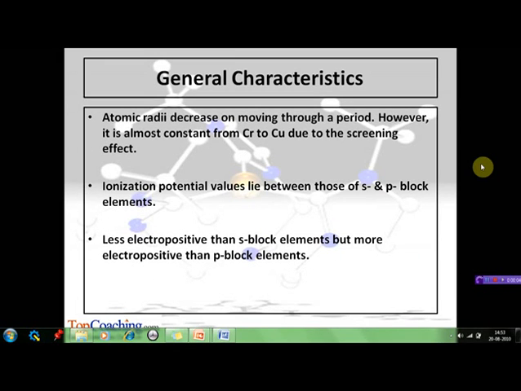The atomic radii decrease on moving through a period. However, it is almost constant from chromium to copper due to the screening effect. Their ionization potential values lie between those of the s-block elements and the p-block elements. Thus, they are less electropositive than the s-block elements, but more electropositive as compared to the p-block elements.